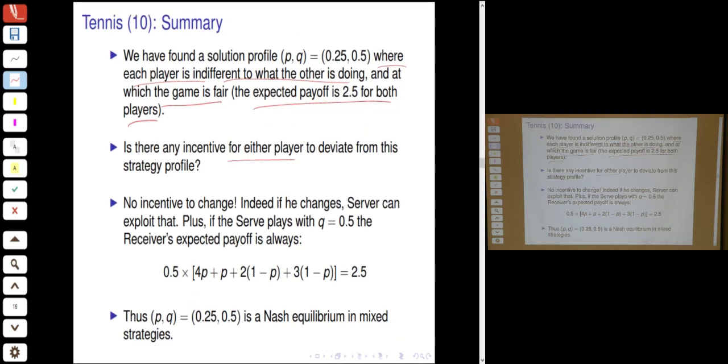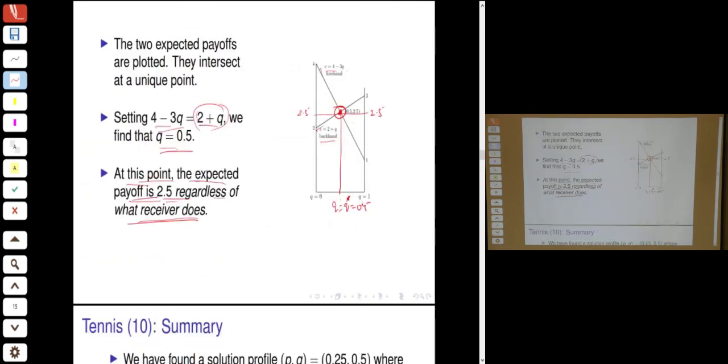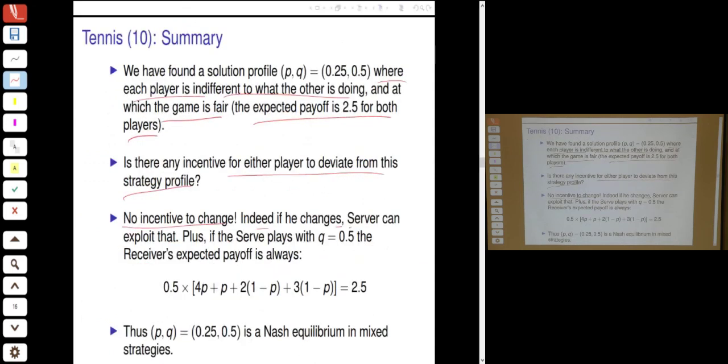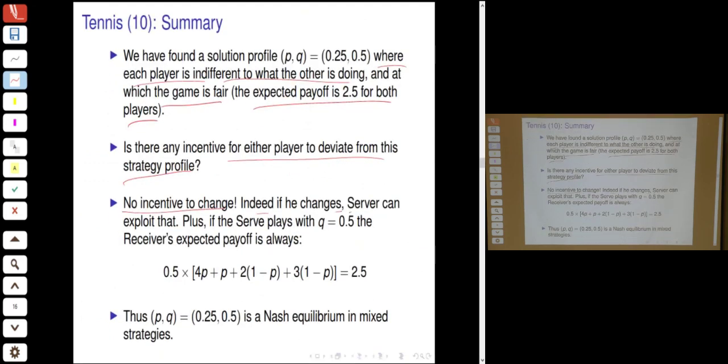So is there any incentive for either player to deviate from this strategy profile? The answer is no. There is no incentive to change. Why? Because if one particular player changes the value of P or the value of Q, the other player can exploit that and adjust, choosing the forehand or the backhand curve accordingly, so as to lower the expected payoff of the first player and therefore improve his own expected payoff.